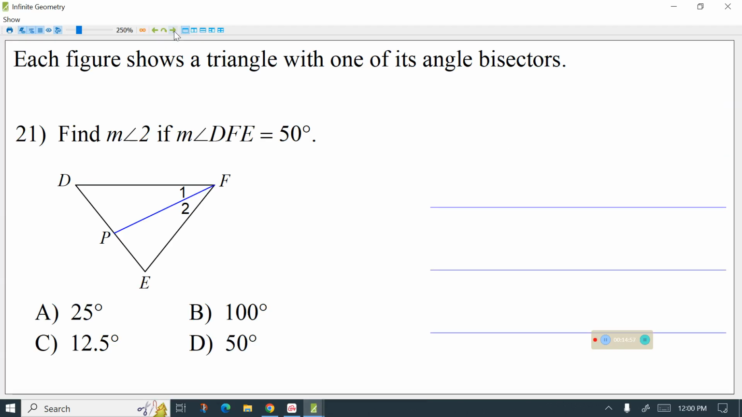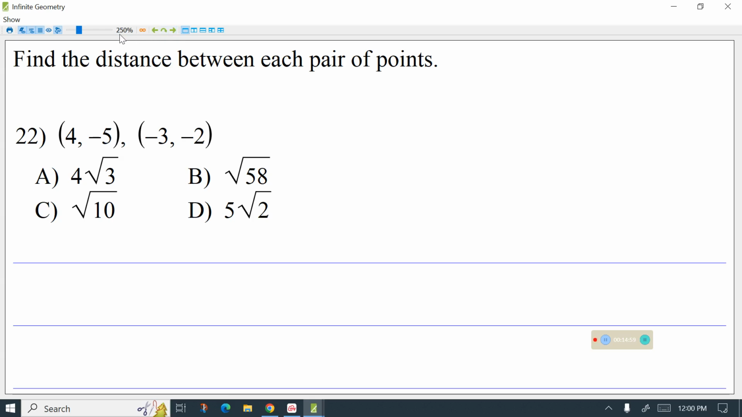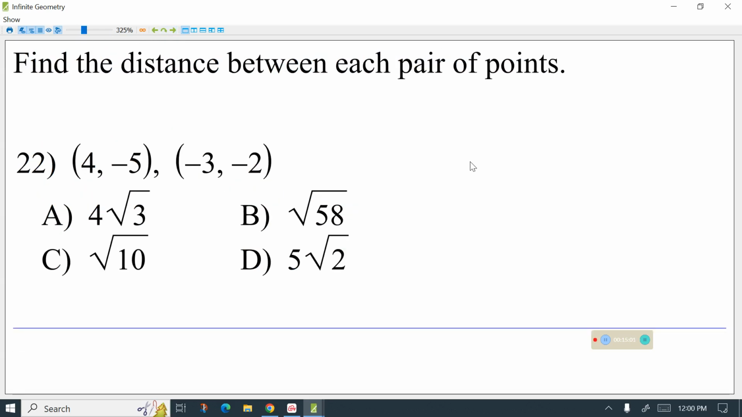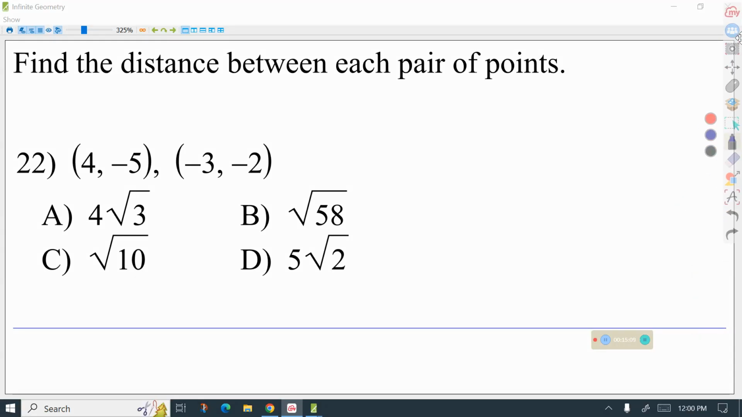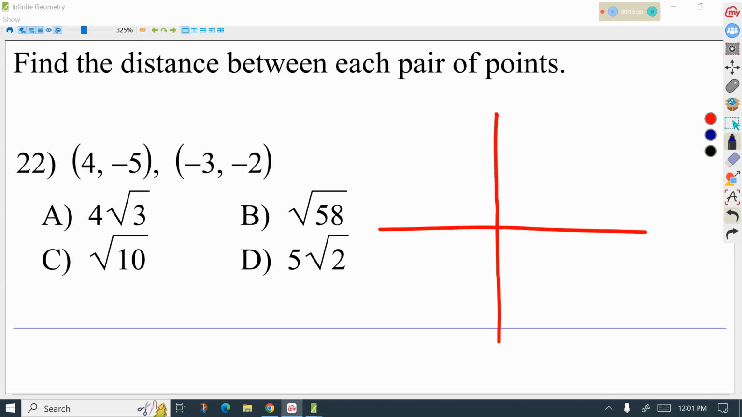So we know a bisector means that it cuts into two equal pieces, and then after this we get to the distance formula. So let's talk about how to do this. There are multiple ways to do the distance formula. One way that I'm going to show you is using the Pythagorean theorem. So we'll do it that way. What you're going to do is draw a graph, and on this grid, we're just going to plot these two points.